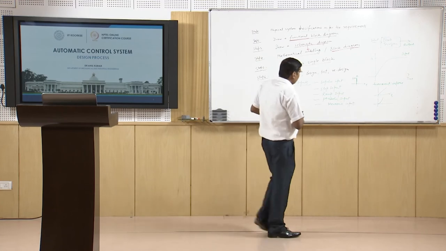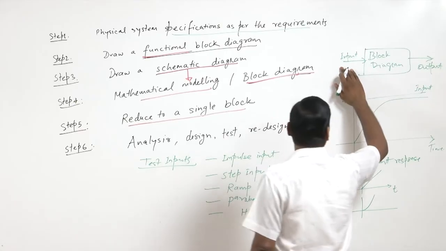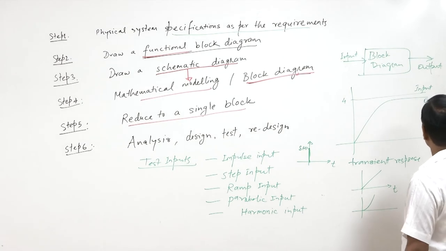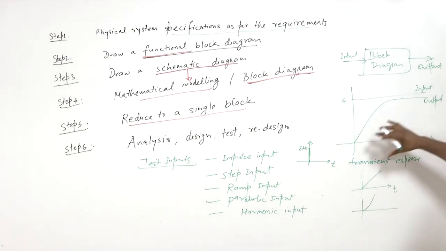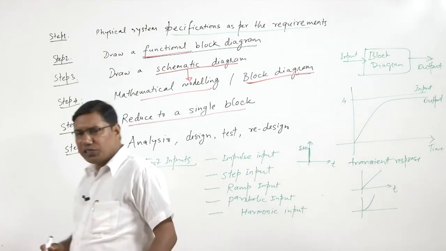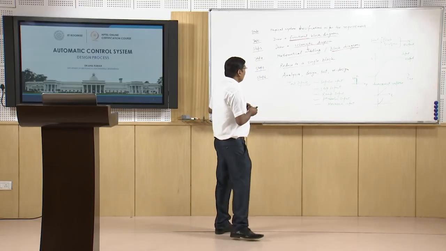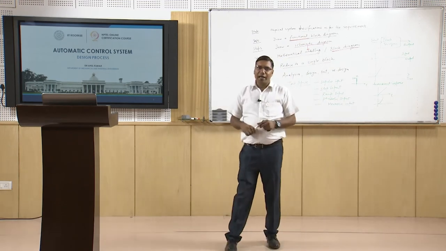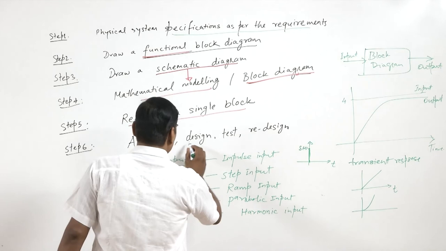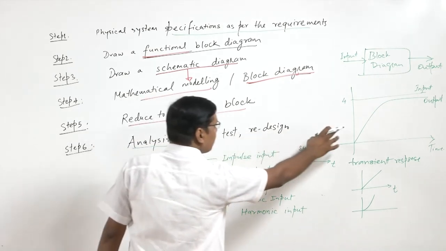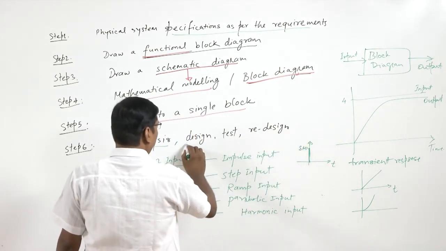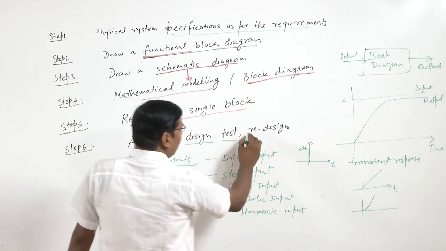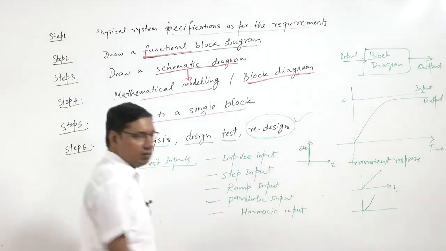So we can give these inputs and we can see the outputs, and we can see whether the system is going to give the specification that we required or not. So we analyze, this is analysis we are doing. We already design and we test, because we are giving test inputs. If not, we will redesign.